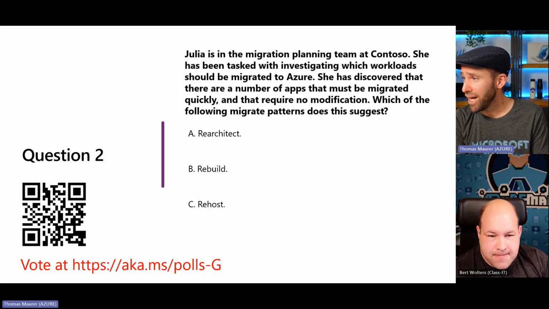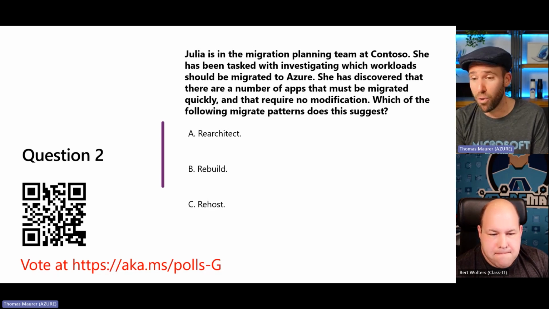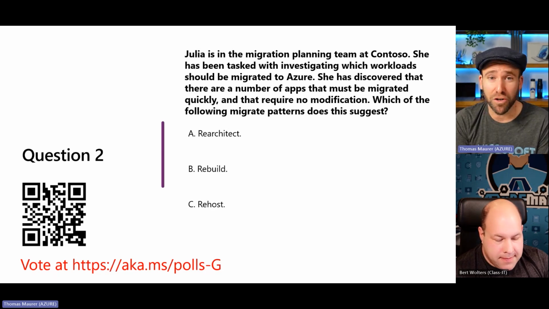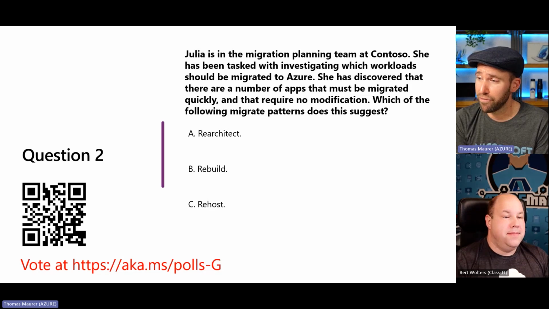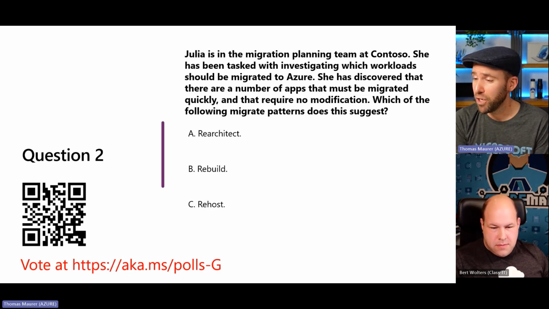Julia is in the migration planning team at Contoso. She has been tasked with investigating which workloads should be migrated to Azure. She has discovered that there are a number of apps that must be migrated quickly and that require no modification. Which of the following migration patterns does she suggest? We talked about this very early on when we started, so people who joined late probably missed that part. But we talked about the different patterns here: A, re-architect; B, rebuild; or C, rehost.